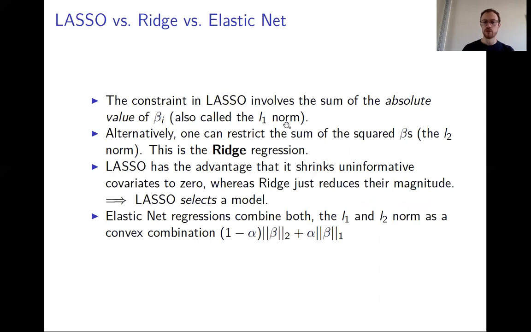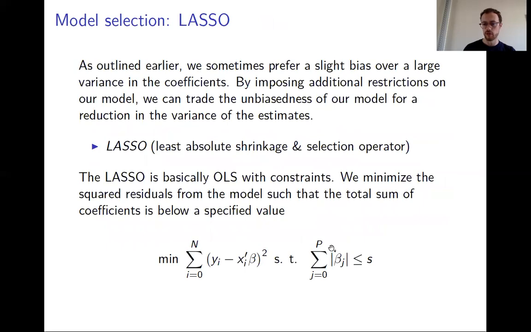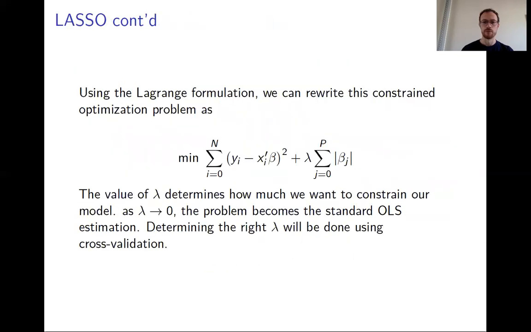Alternatively, you can restrict the sum of the squared betas. So think here, instead of the absolute value, you say that the square needs to be below a certain value. And what this does is it does not set some of them fully to 0, but it rather just reduces all of them a lot. So it does not serve as a selection method. And this is why LASSO is very elegant, because it automatically selects only the relevant variables for you.